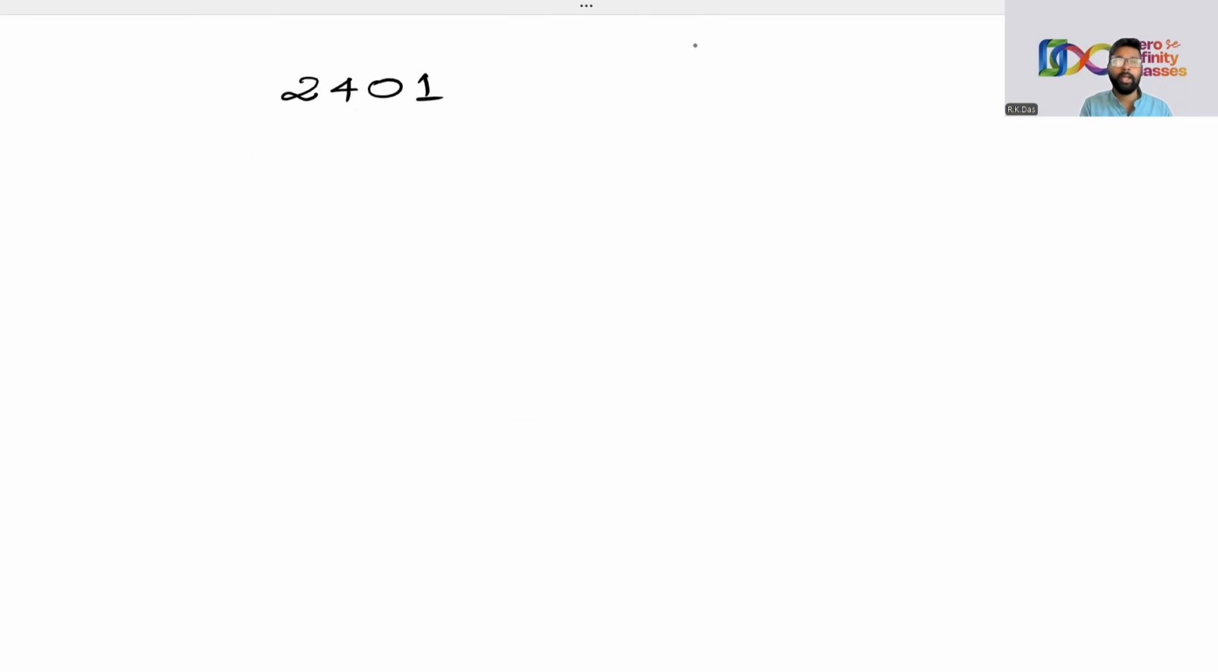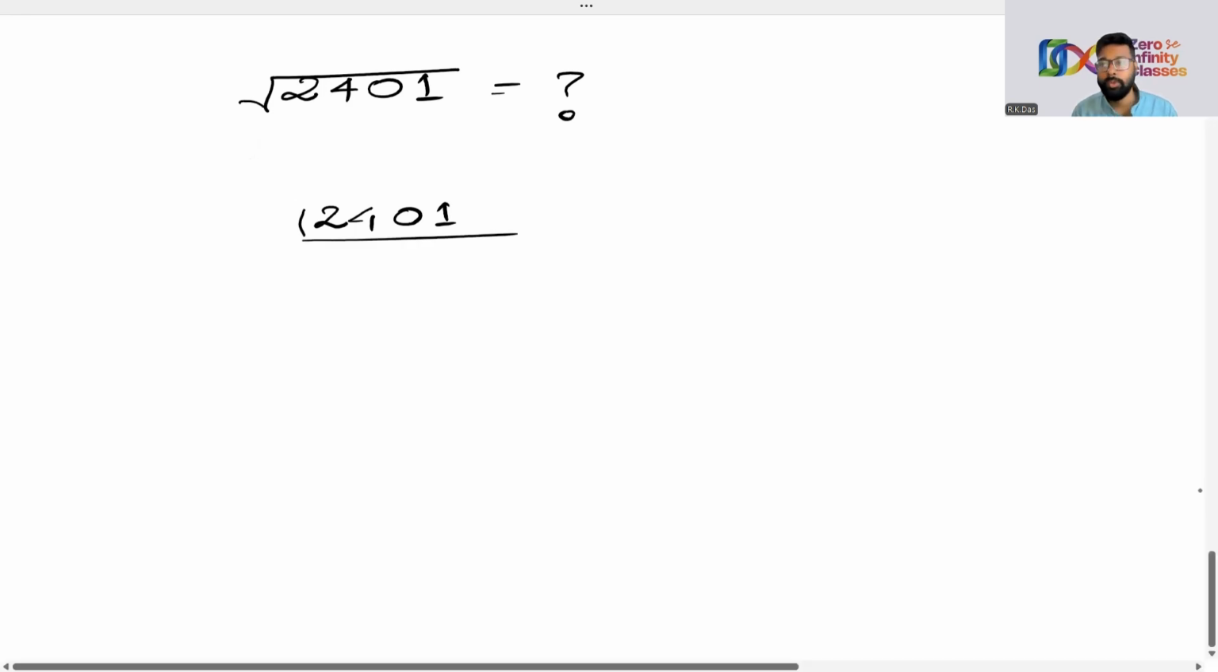We have to calculate the square root of 2401. So again, let us factorize 2401. The last digit is 1, so it is not divisible by 2. Then let me check with 3. 2 plus 4 is 6, 6 plus 0 is 6, 6 plus 1 is 7. The sum of the digits is 7, so it is not divisible by 3 as well.